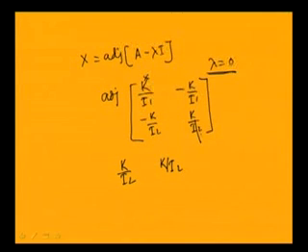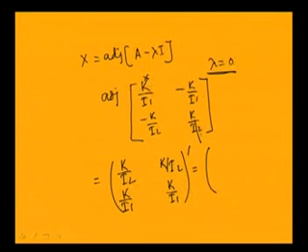For this position you can find, so this will become minus k by I1, so this becomes k by I1, and for the last position it will be k by I1. So, this will be the transpose of this matrix. It will become k by I2, k by I2, k by I1, and k by I1.